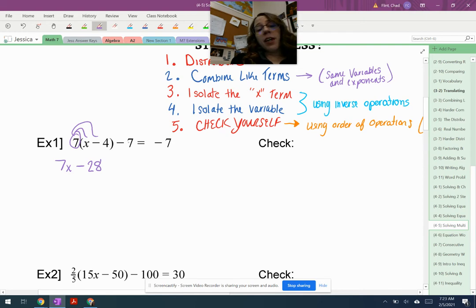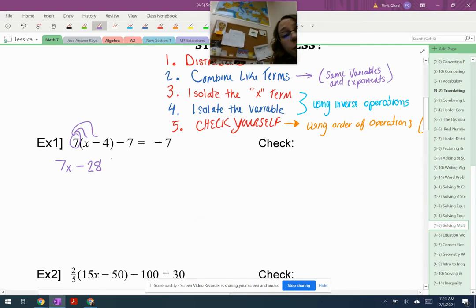That minus 7 on the outside does not get multiplied by the 7 because it's not in the grouping. It's not inside those parentheses. So we're just going to carry the rest of my equation down.